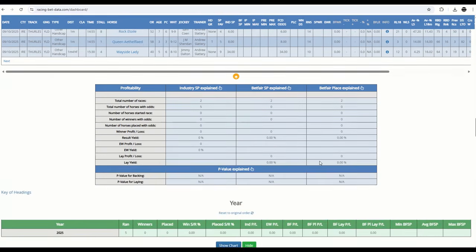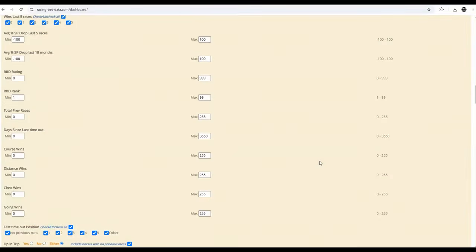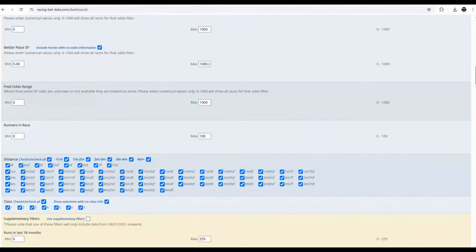Now, as I said, there are so many ways, so many different features, functions that you can tick, different avenues to explore. This is why it takes time. We're just scratching the surface of what's possible with these new features here. If you're already an advanced member, jump in, start exploring. If you're not, please visit racingbetdata.com to get started. And remember, the more time you invest, the more the data will reward you.